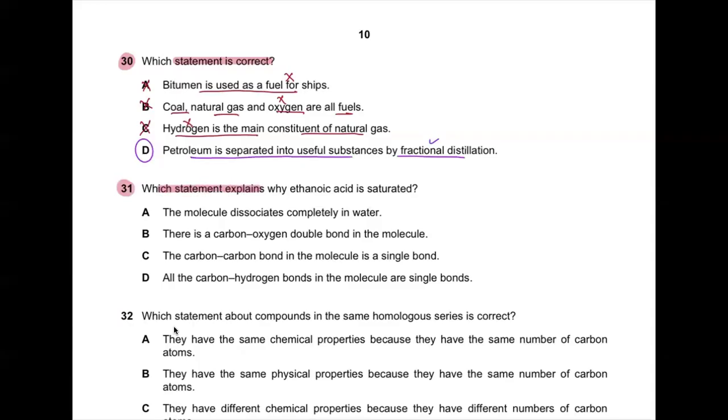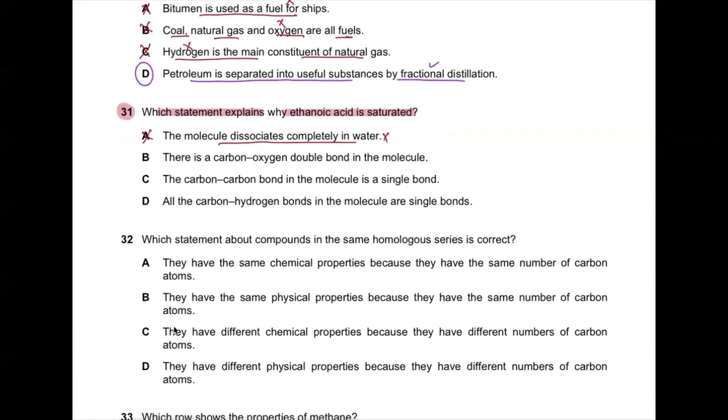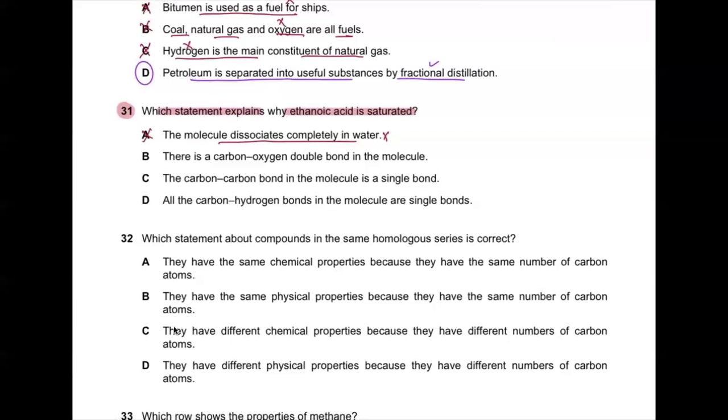Which statement explains why ethanoic acid is saturated? Okay. It's saturated because there is no carbon-carbon double bond. All the bonds between the carbons are single. The molecule dissociates completely in water, nothing to do with it, and it doesn't dissociate completely in water. It dissociates partially in water because it's a weak acid, right? There is a carbon-oxygen double bond in the molecule.